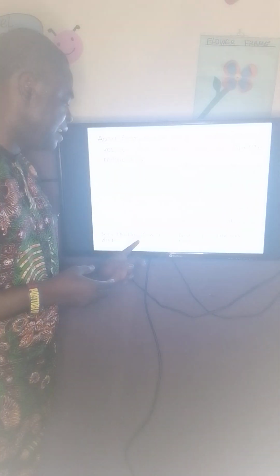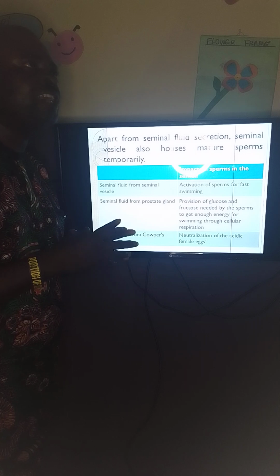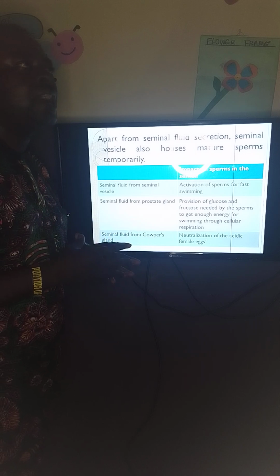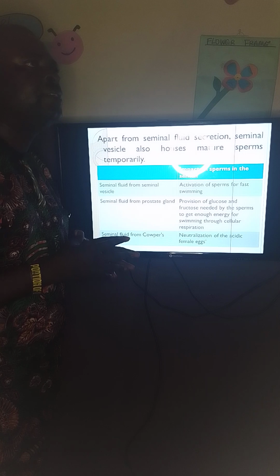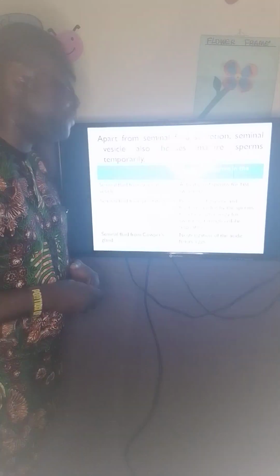Then we have the seminal fluid from the corpus gland, which is alkaline, and the function of that alkaline fluid is to neutralize the acidity of the female's reproductive tract. The female has acid. So the malfunction of all this can make a woman married to a man not to be fruitful. And we keep blaming the women in Africa.